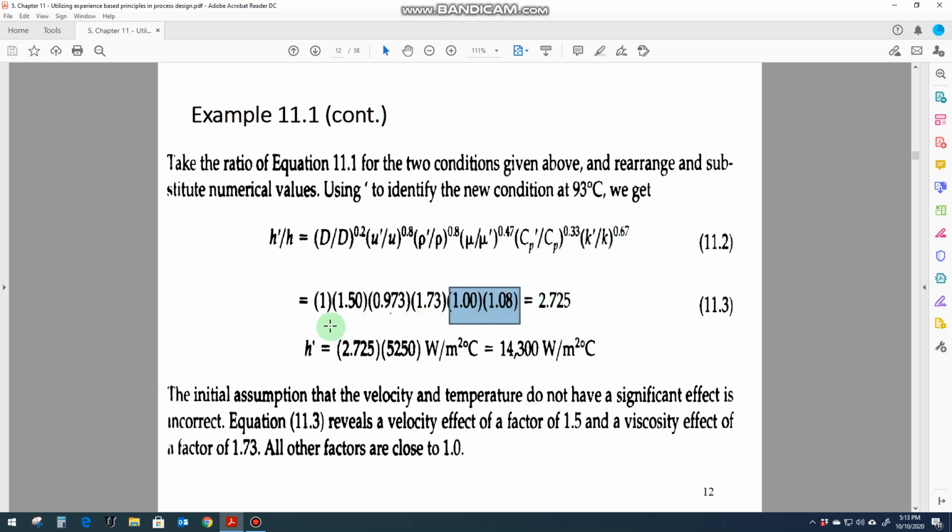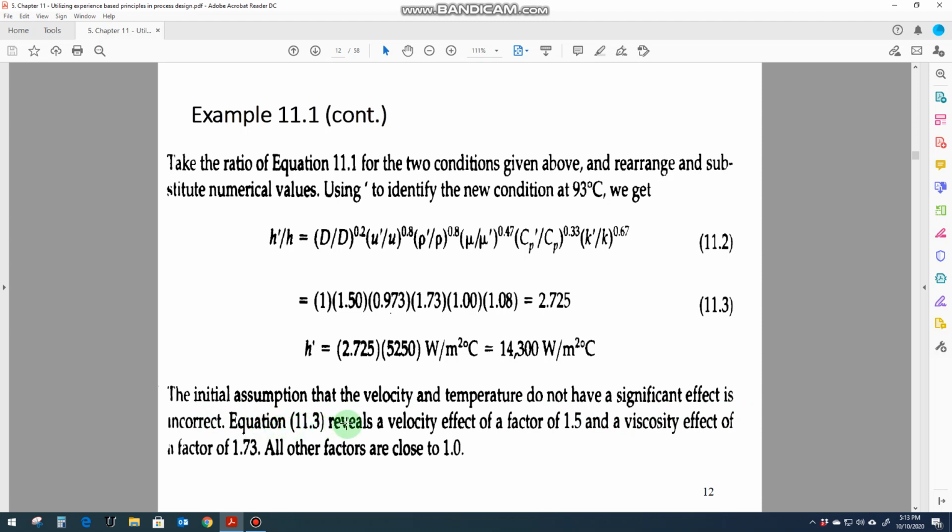So the values that are closer to 1 have the minimum effect on the heat transfer coefficient, and the values greater than 1, like velocity and viscosity, have more dependency. The heat transfer coefficient is more dependent on these two things that we are actually ignoring in our assumptions. Okay, so we get the value for this new heat transfer coefficient here. So the initial assumption that the velocity and temperature do not have significant effect is incorrect.